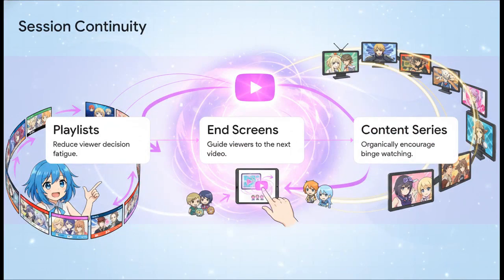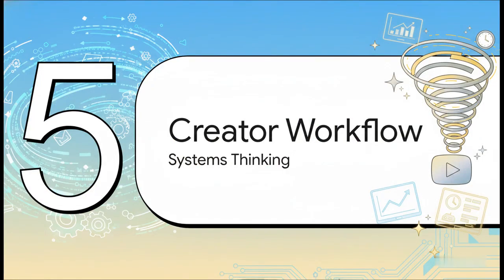You build this session continuity by systematically deploying a few key tactics. First, use playlists to massively reduce viewer cognitive load and decision fatigue. Make it easy for them. Second, leverage heavily targeted end screens to actively guide them right into their next expectation match. And third, develop episodic content series using open loops that organically encourage binge watching. When you nail this, your session continuity rate skyrockets, and you're feeding the algorithm exactly what it's hungry for: longer, happier viewing sessions.